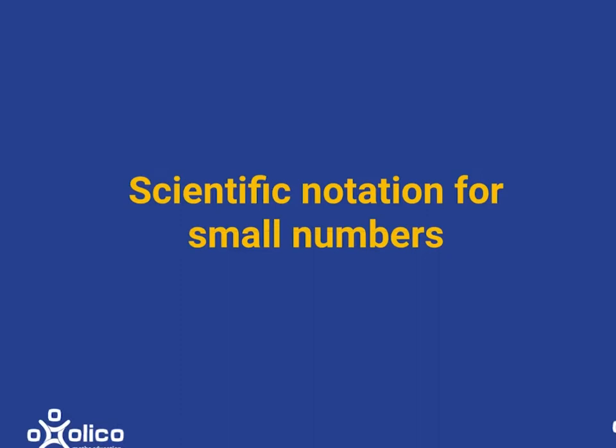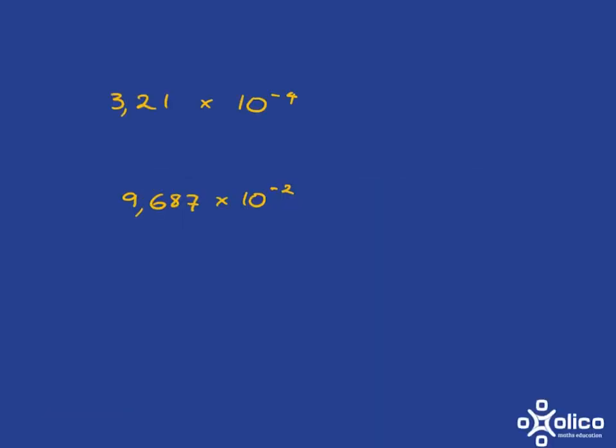We're going to have a look at how we can write scientific notation for small numbers. We have two numbers here that are written in scientific notation. They have a single digit before the comma. But the difference here is that the exponent is now negative. How does that change things? Well, we know what a negative exponent means. This means 3,21 times 1 over 10 to the 4, and so actually what we have is 3,21 divided by 10 to the 4.